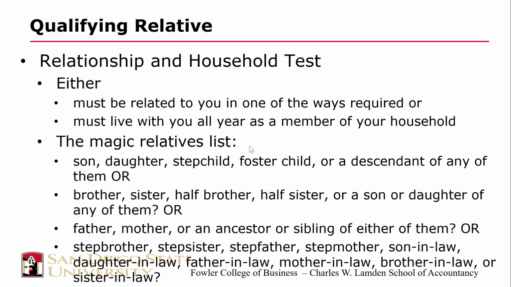Lastly, stepbrother, stepfather, stepmother, son-in-law, daughter-in-law, father-in-law. So here's the magic relatives list. And if you fit into any of these relatives, then you can be claimed as a qualifying relative. Or you can be unrelated and have lived with the taxpayer as a member of their household for the entire year.